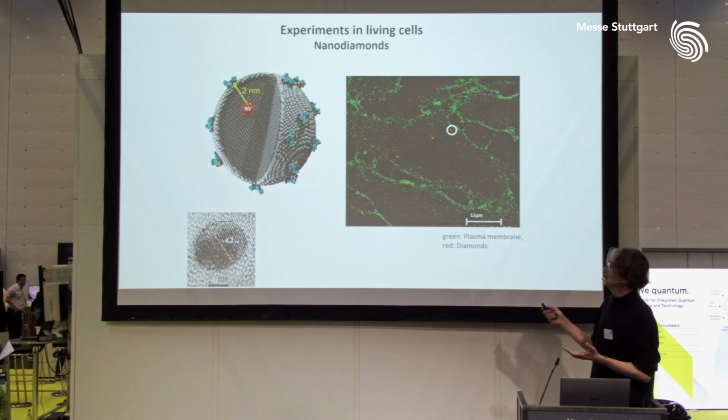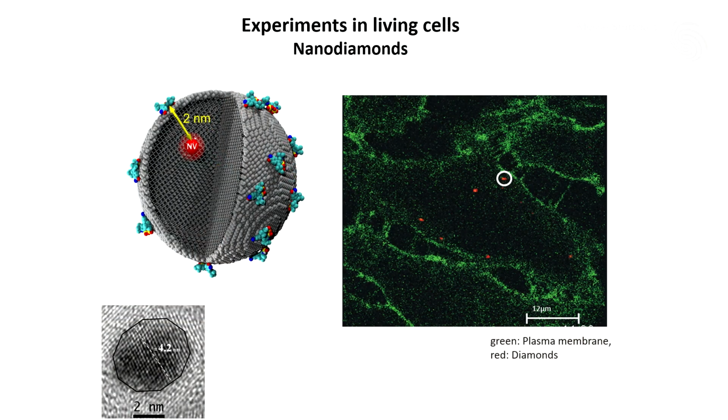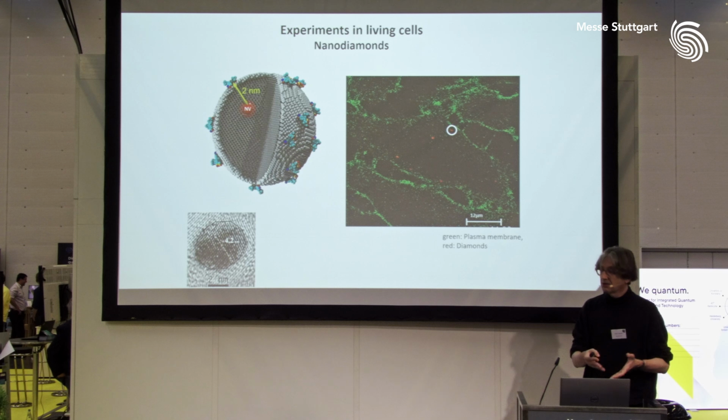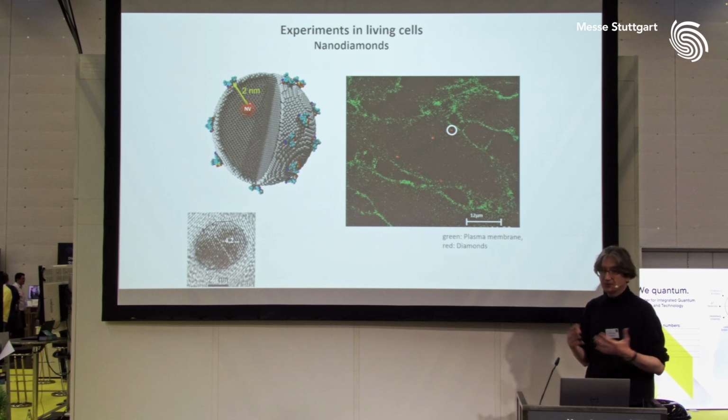There are two colors to see here. The green color, showing the shape of the cell, reflects the fluorescence of a dye which was embedded in the cell membrane. But the red dots here are NV-center emission in nanodiamonds, and now this can be attached, via functionalization, to a group of interest and used for this type of sensing.